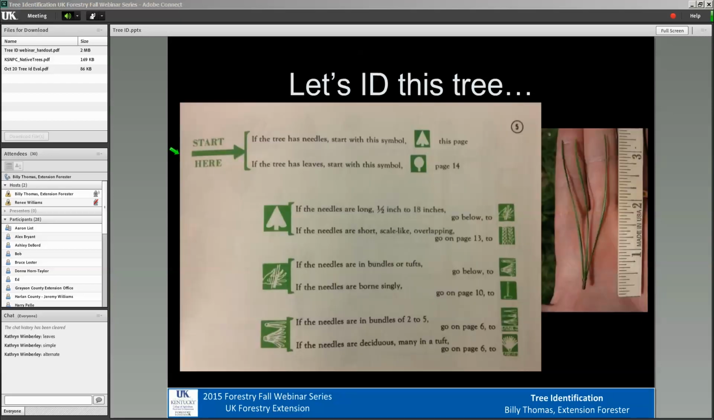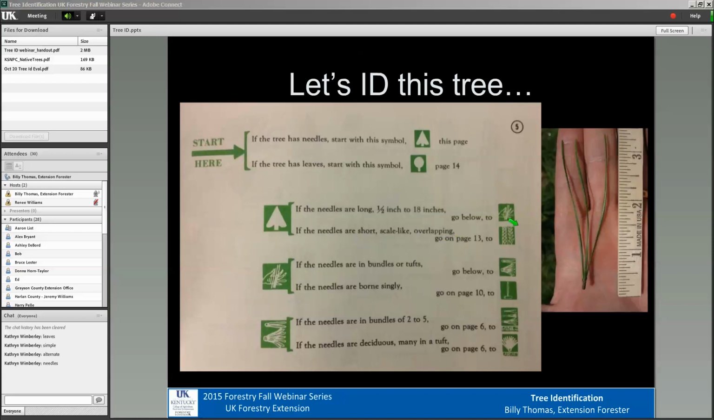All right, so let's start with this one right here. So you've been presented with this, and I know we saw it before, but we're just going to read through. So we always start at the top, and it's going to ask us if the tree has needles, start with this symbol, and if the tree has leaves, we start with this symbol. So probably the biggest challenge you'll have using this is remembering what your little symbol is. So on this one, we remember here that this is the symbol we want to look for. It's on this page, so we'll come down to here. And if the needles are long, 1/2 to 18 inches, go below. And if the needles are short, scale-like, or overlapping, go on to page 13.